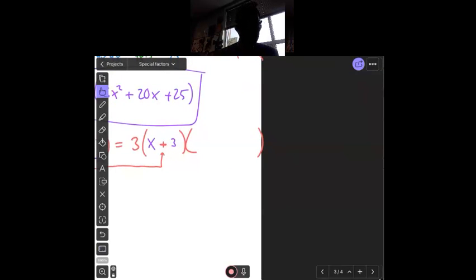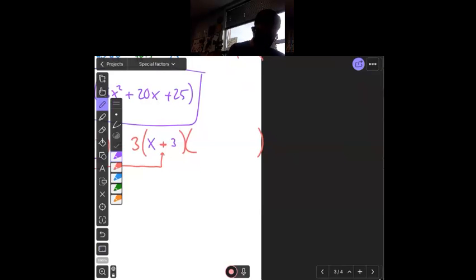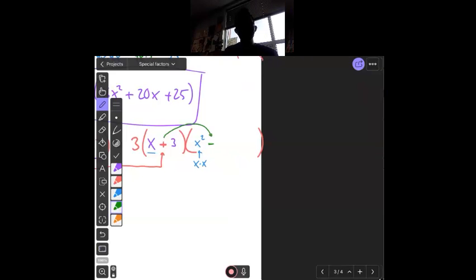So we've done the CC. We did the cube root. Now we're on to the SOPs. S stood for square. I take that first term and I square it. X times x, of course, is x squared. O stands for opposite. Take my opposite sign.